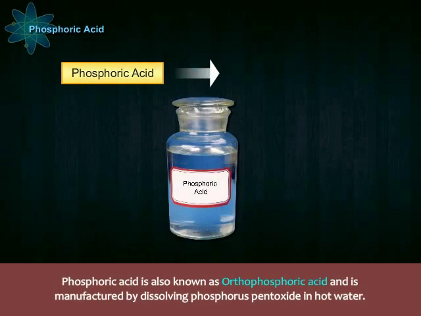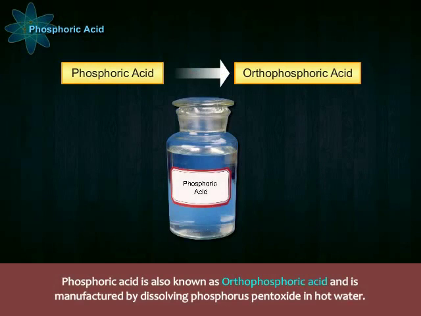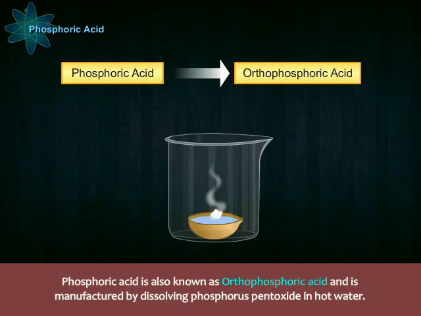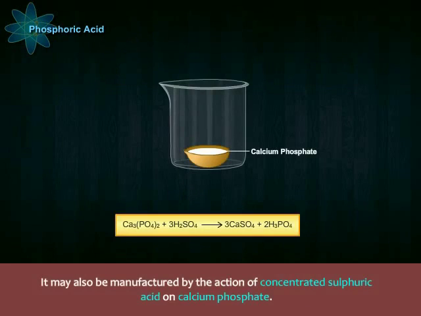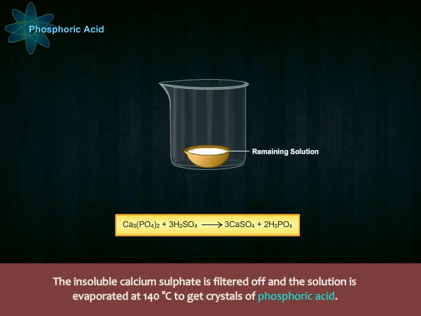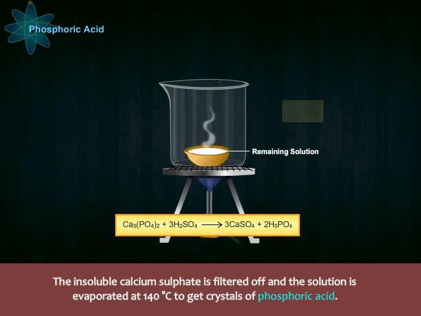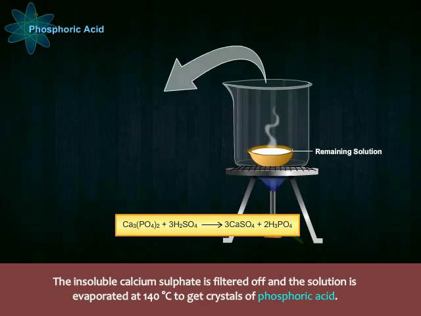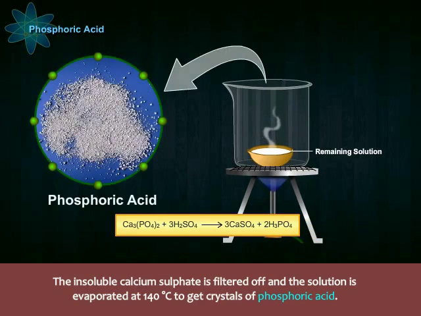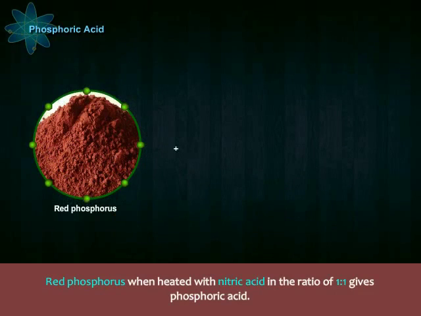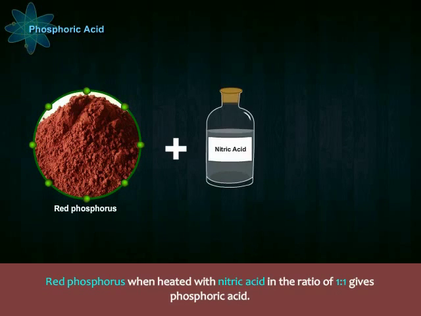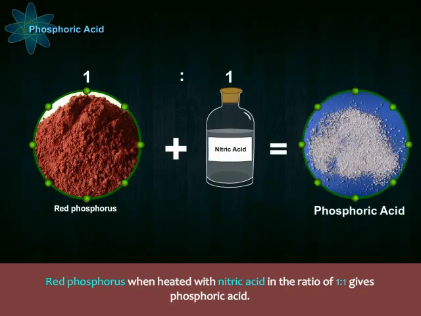Phosphoric acid is also known as orthophosphoric acid and is manufactured by dissolving phosphorus pentoxide in hot water. It may also be manufactured by the action of concentrated sulfuric acid on calcium phosphate. The insoluble calcium sulfate is filtered off and the solution is evaporated at 140 degrees Celsius to get crystals of phosphoric acid. Red phosphorus, when heated with nitric acid in the ratio of 1:1, gives phosphoric acid.